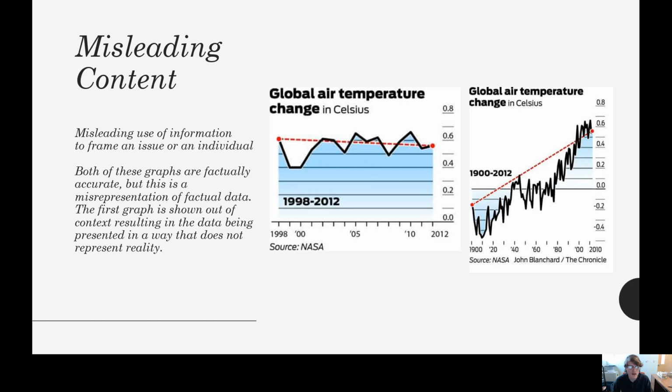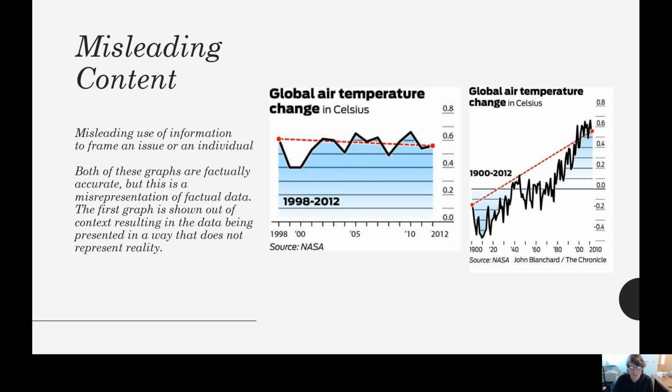Now let's talk about misleading context. It's the misleading use of information to frame an issue or an individual. So let's take a look at both of these graphs. The graph on the left is an excerpt of the graph on the right. And this shows that if you zoom into certain data points, you can bend trends and facts to fit different viewpoints, which is misleading.